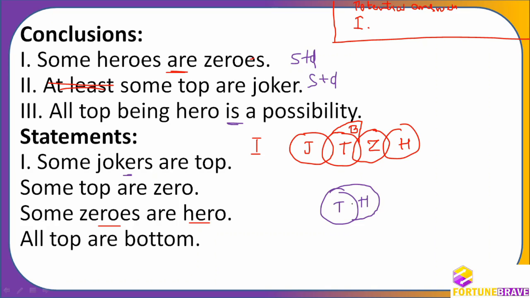Some jokers are tops, so I can put that. Some top are zero, I will be able to. Some zeros are heroes has happened here itself. All top are bottom, I can put here also. So everything is possible, and this is done. In the previous one we went up to the fourth one, and in this we got it in the first itself. So no need to see any other statements.